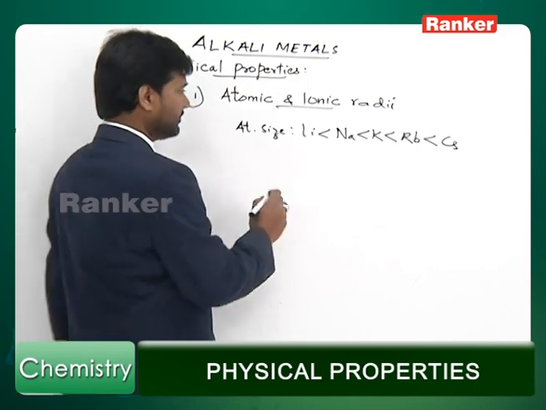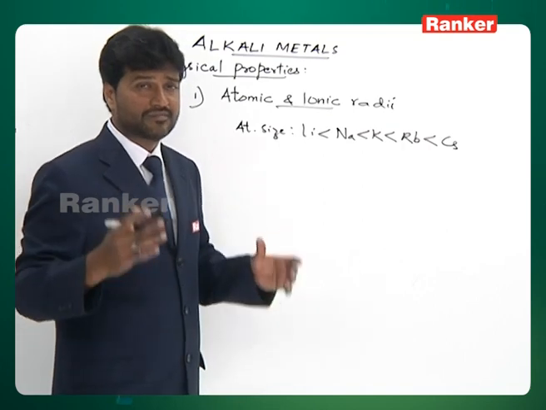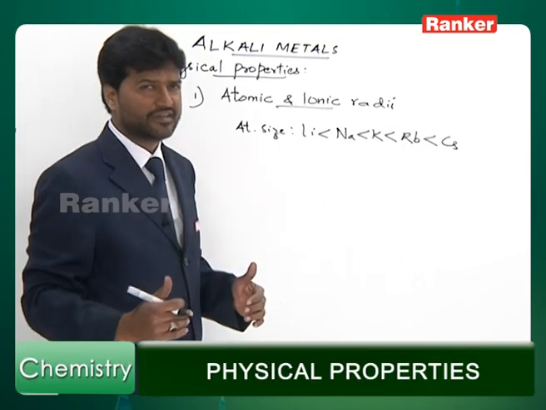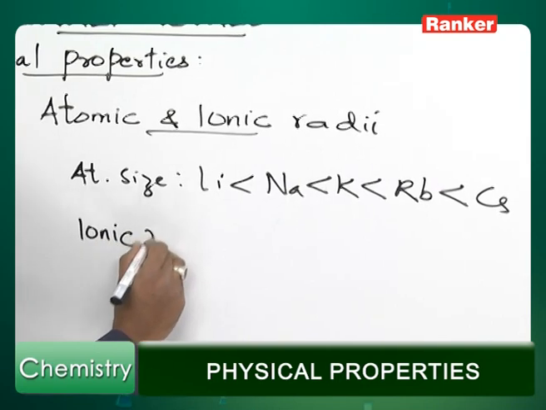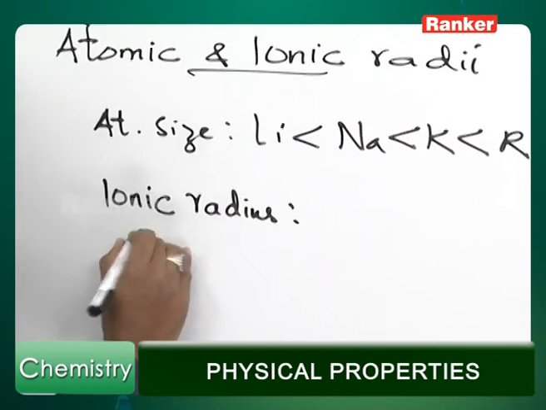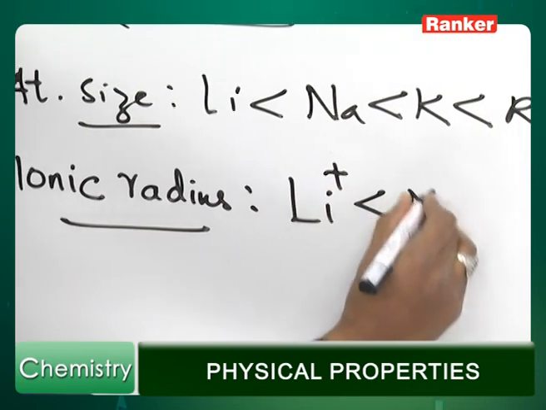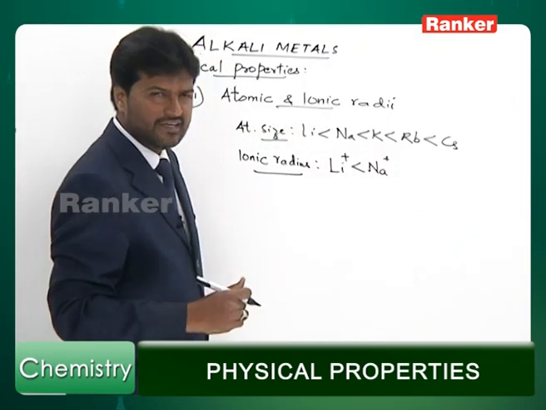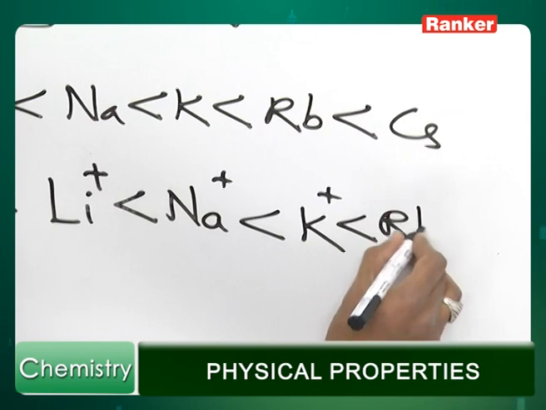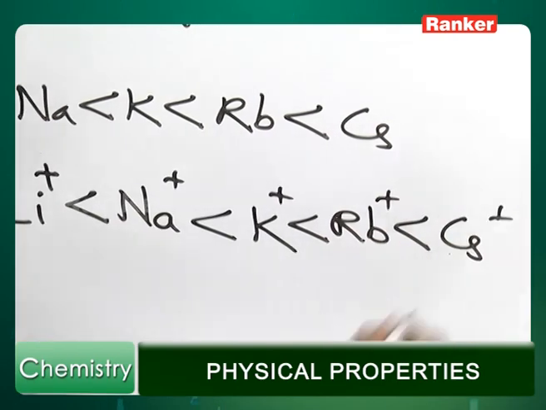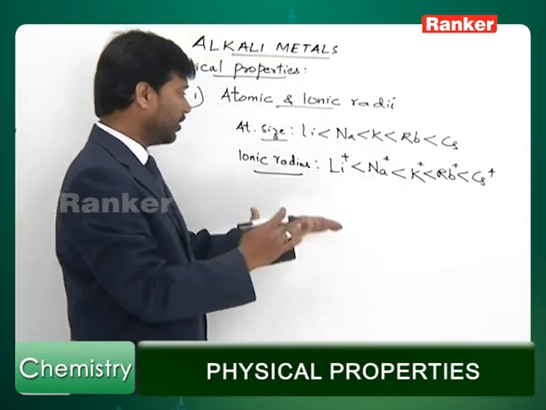The reason for this increase in size as you go down the group is quite obvious. It is due to increase in the number of shells on descending down the group. Now comes ionic radius. Ionic radius follows this order. Li plus is smaller than Na plus. This is also as expected. Lithium ion is the smallest one. Then you have K plus, then Rb plus, then comes Cs plus. So, the largest among them is Cs plus and the smallest is Li plus. This is the order of ionic radius.